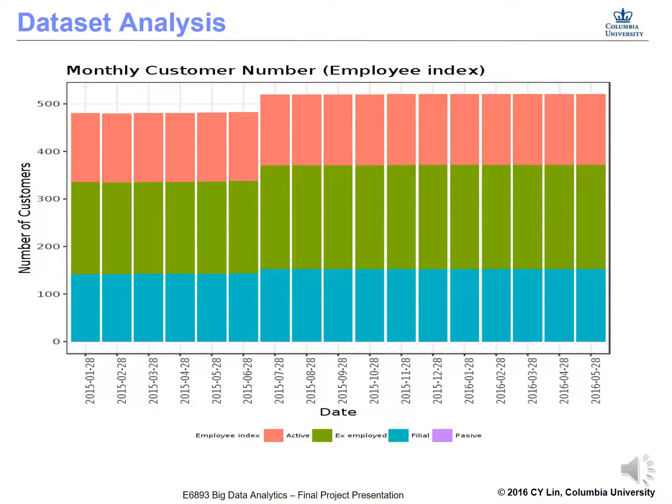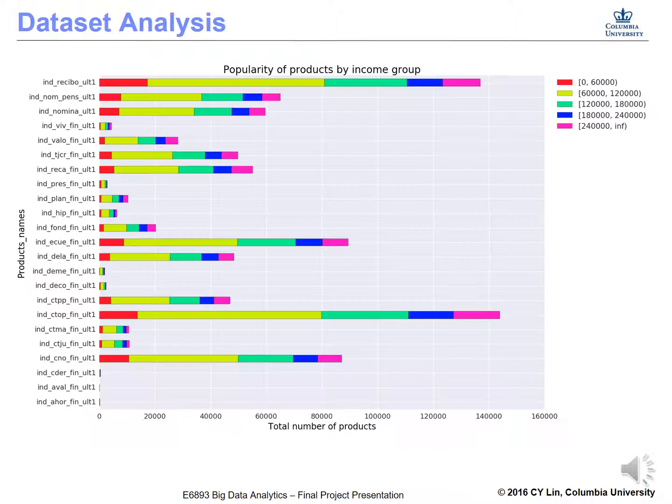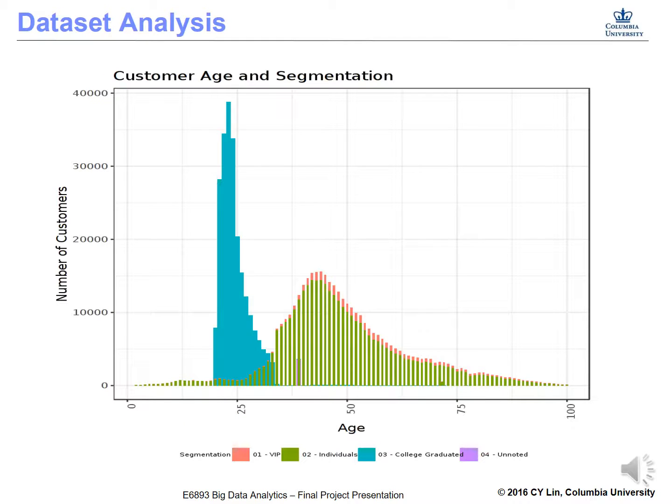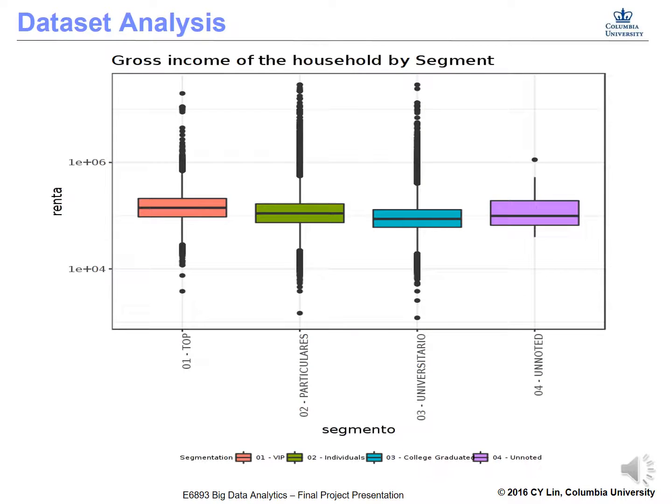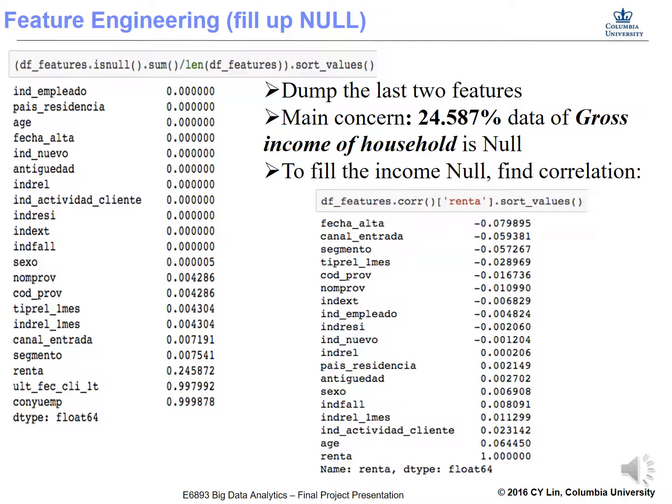As you can see, this is a bar graph of monthly customer number and the popularity of products by income group, the graph of customer age and segmentation, the histogram of gross income of household by channel, and so on. So now we have a better understanding of the data. We can do some feature engineering work.